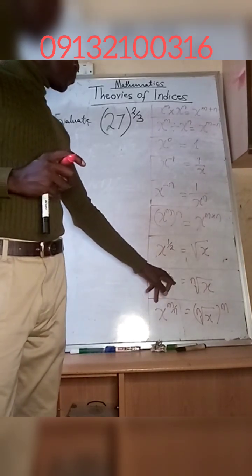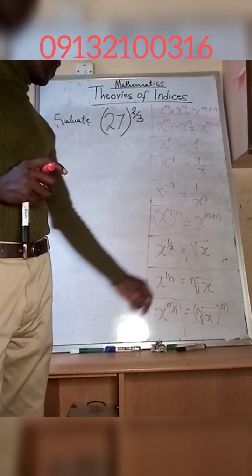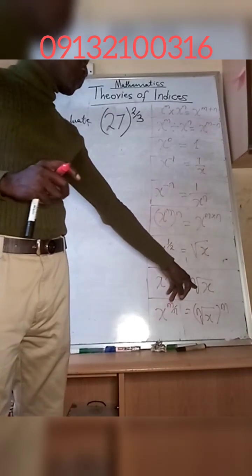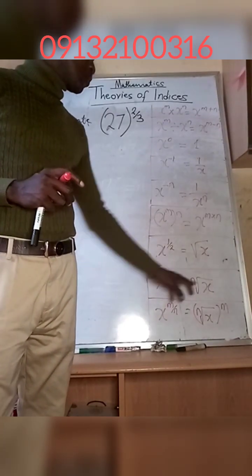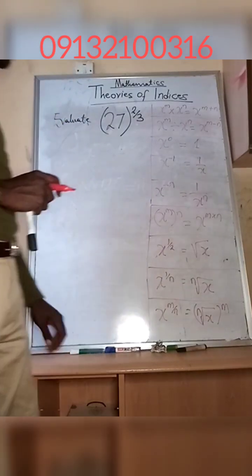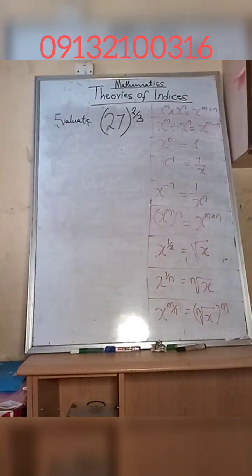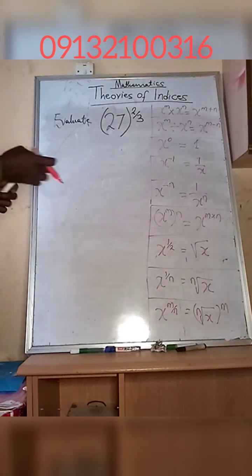This one covers 1 over 3, which implies x raised to power 1 over 3 means the cube root of whatever is the base. And that takes care of all the laws of indices. These are the laws of indices.